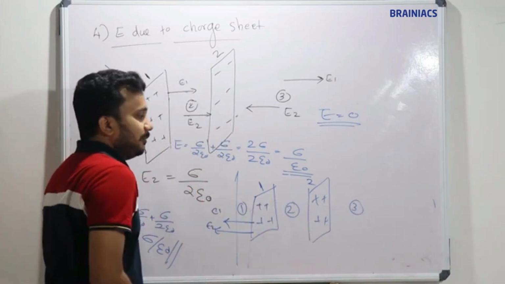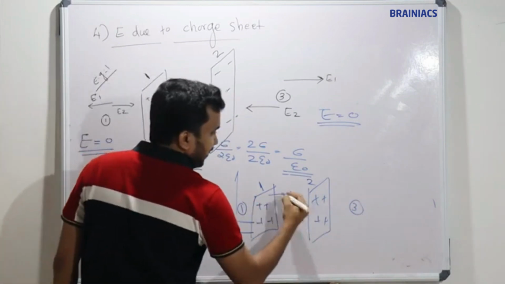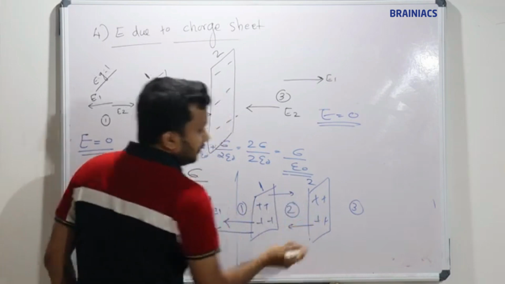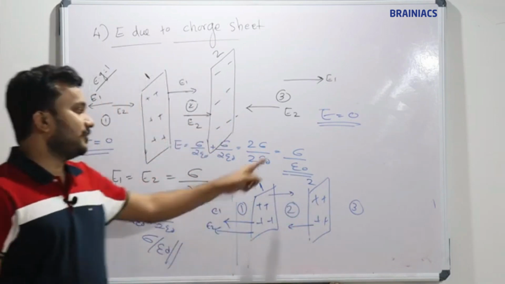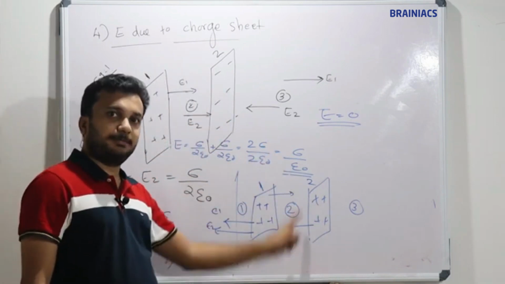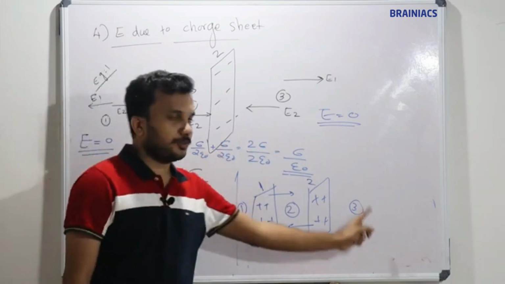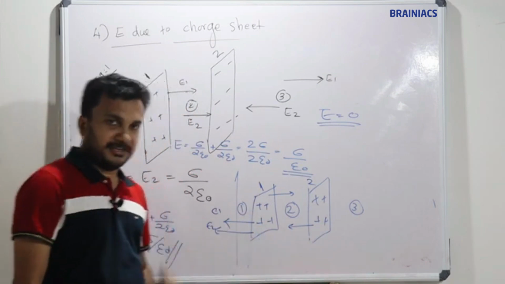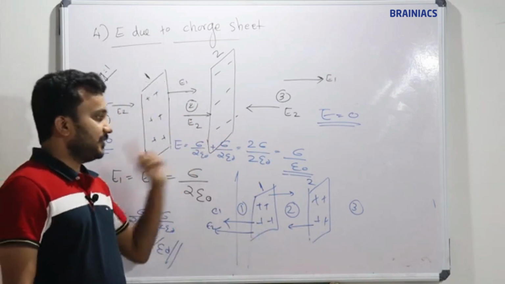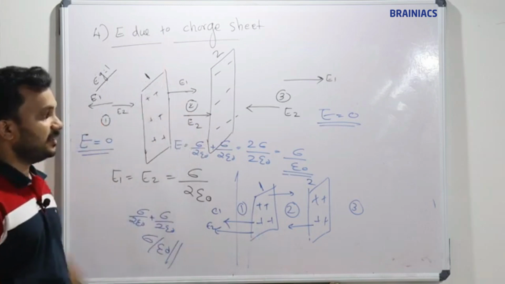But at the center, what will happen? Electric field due to 1 is like this and due to 2 is like this. Both will get cancelled. So electric field does not exist at the middle if both are the same plates, and electric field exists on the left side and on the right side. If both are different plates, electric fields exist only at the center.